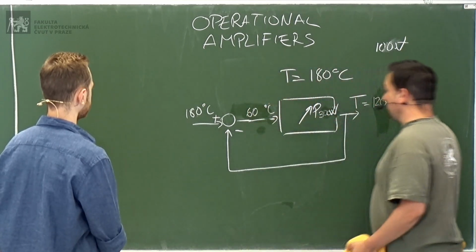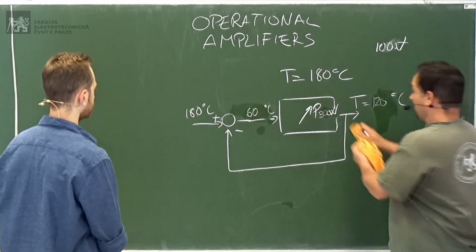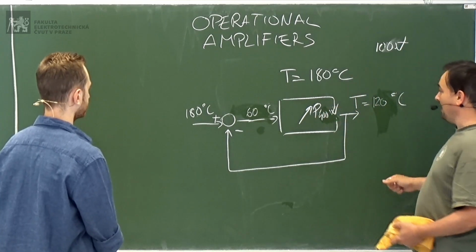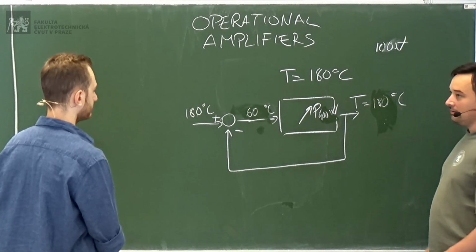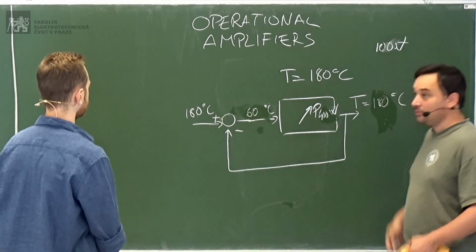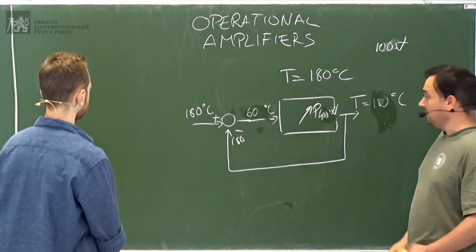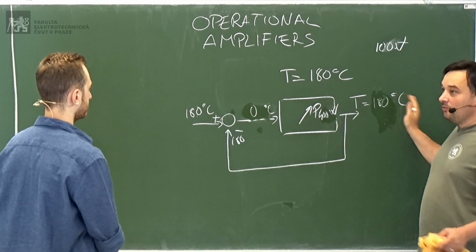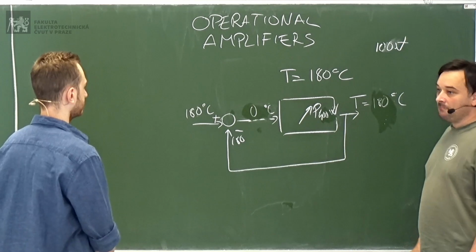I check: I want 180, I have 120, so there are 60 degrees of difference. It means I'm going in the right direction, but I still need extra power. So I give 400 watts, and I get 180 degrees Celsius. Then I bring it back. I have 180, which is what I want. The difference is 0. And therefore I don't move anymore. It means the power is correct, and it stays there.